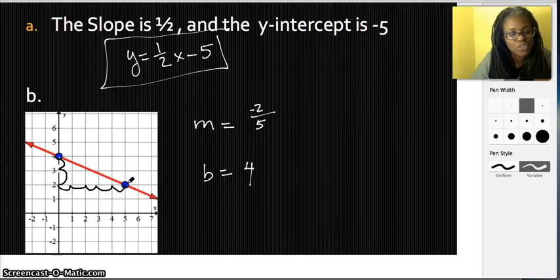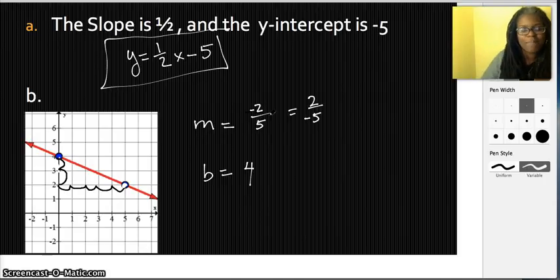Had I chosen to do it the opposite way, had I started with this point and thought about which way I'd go, I'd have to go up 1, 2, and then left 5. So I'd have instead, right, we kind of talked about this in the last video when I made a mistake. We have 2 over negative 5, which is a negative slope, and negative 2 over 5, which is also a negative slope. Make sense?